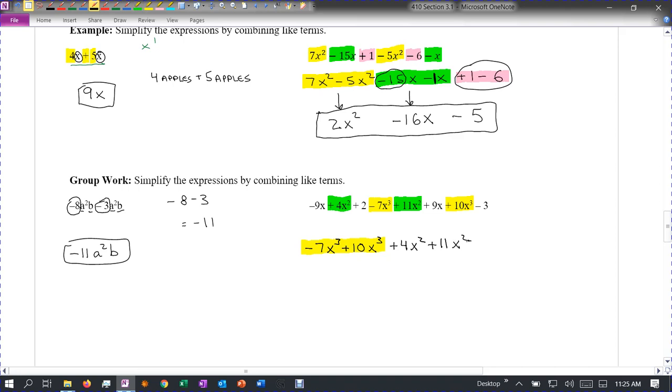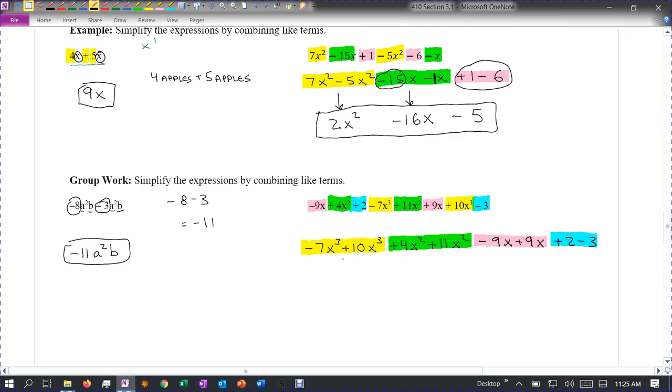That takes care of the green ones. And let me see, as far as x's, I've got minus 9x, I've got plus 9x. So minus 9x plus 9x. And I do have constants also. I have plus 2 and minus 3. So plus 2 and minus 3. Okay, so I've rearranged everything. Now I'm ready to combine my like terms together.